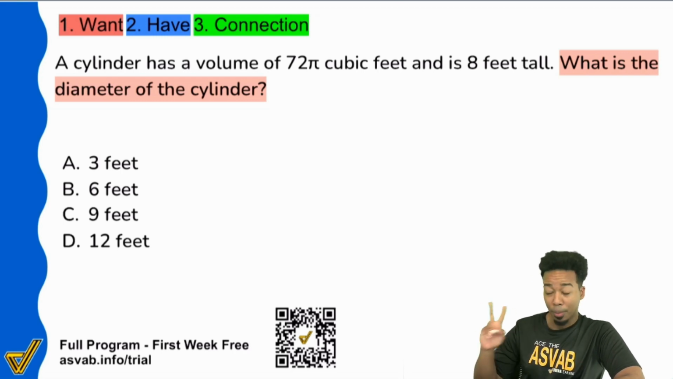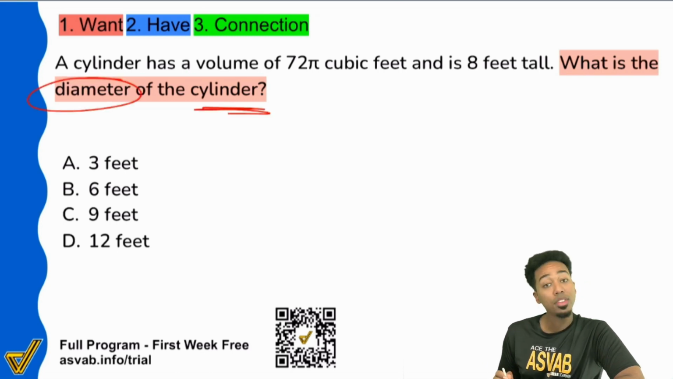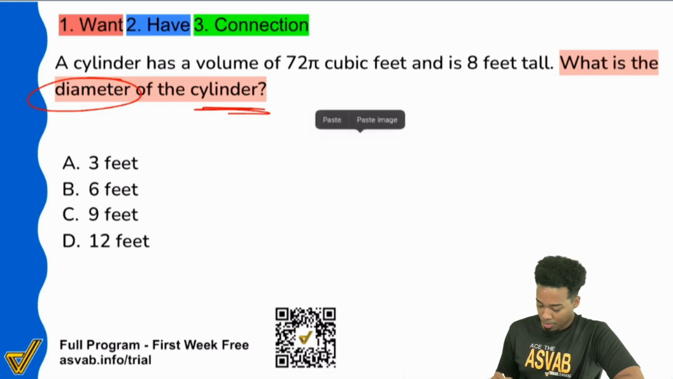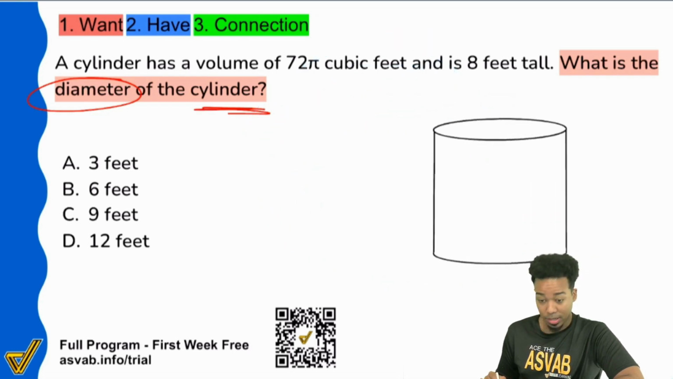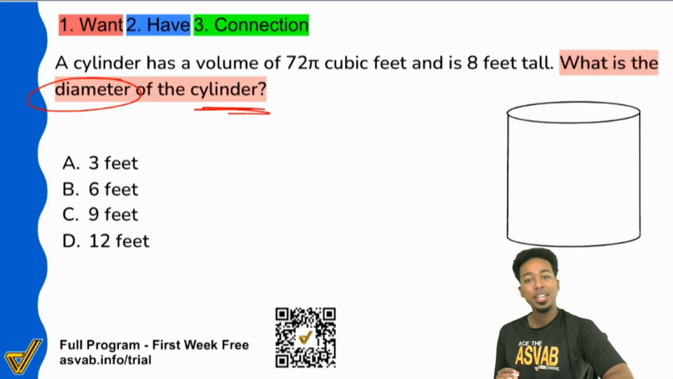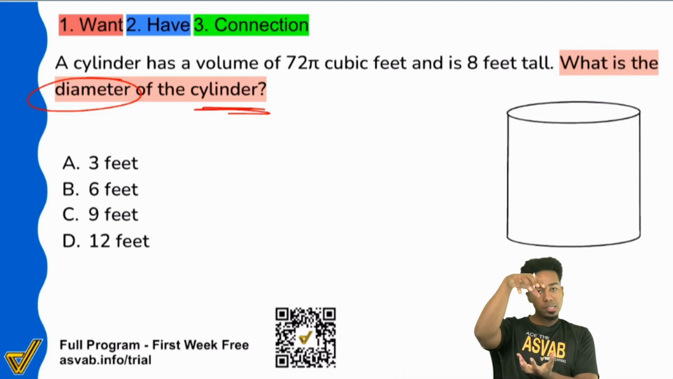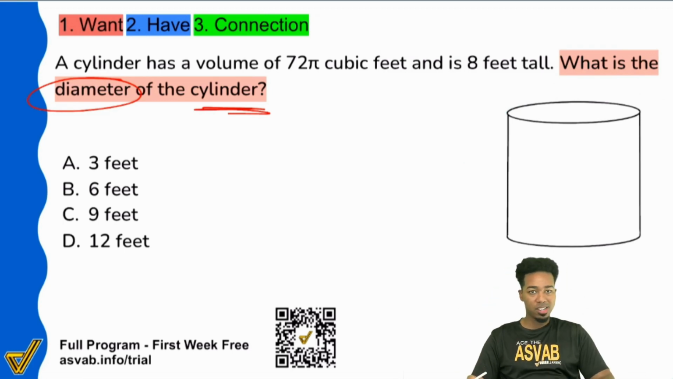Okay, cool. There are two main words that you really want to mark down. We want to find the diameter, and we're dealing with a cylinder. For those of us that don't remember, here is what a cylinder looks like. I'm going to put this right above my head. That's what a cylinder looks like. A cylinder is pretty much just like a tube, circular. You have a circular base, and then you just have a tube connecting it.